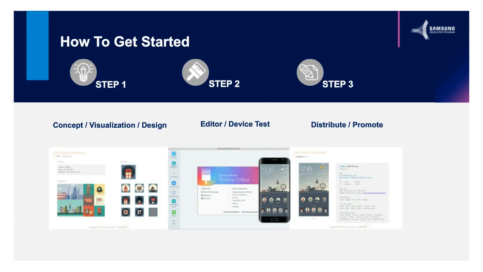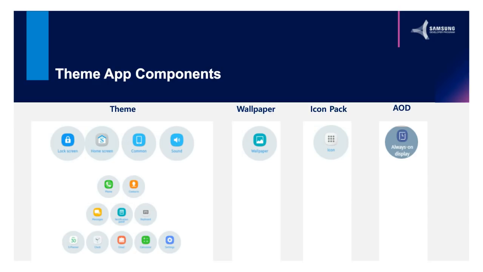These are the different components for different products that can be created using the theme editor tool. Themes have lock screen, home screen, common, sounds, and then there are subcategories for each application. Similarly, there are wallpaper, icon and AOD, where wallpaper is just the lock and home screen, icon will customize the icons on the device, and AOD is for always on display, which is a different kind of display on the lock screen.